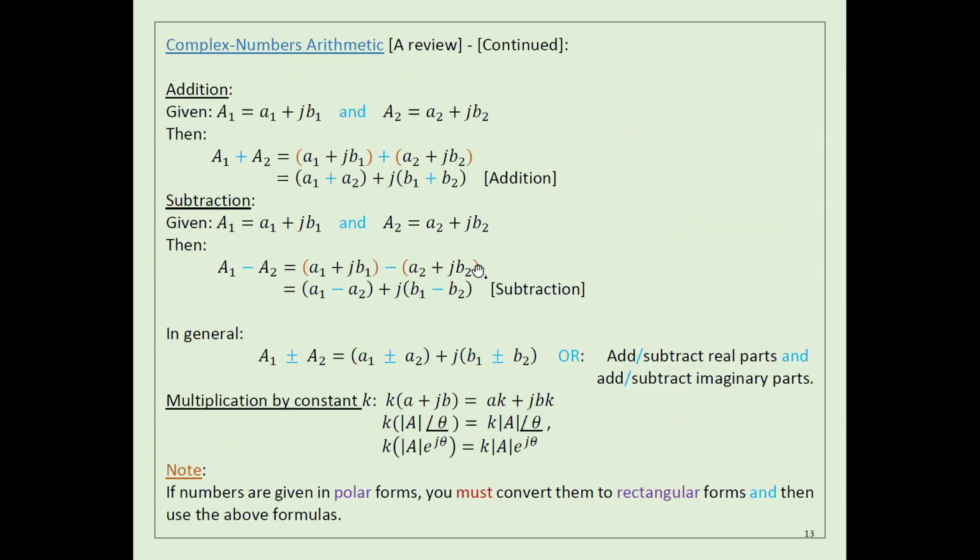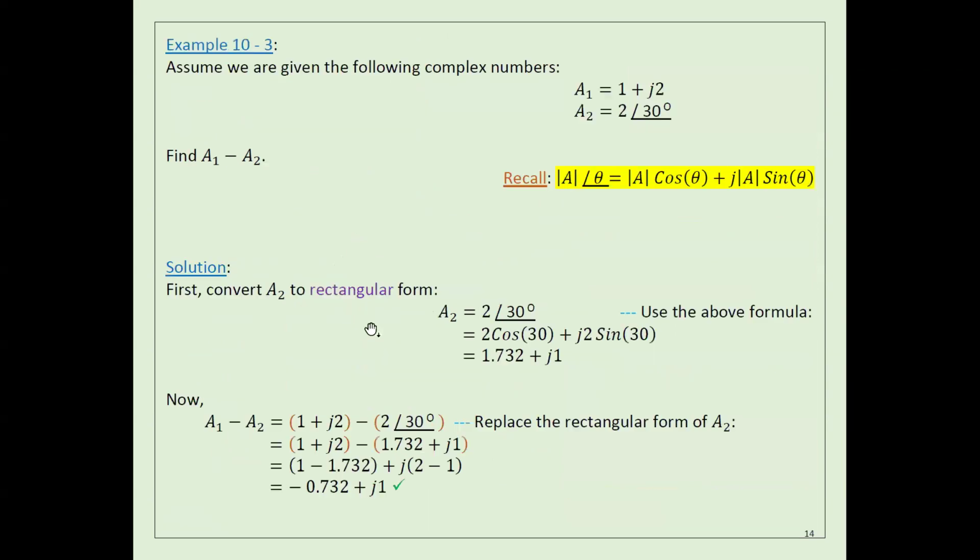That's what I said about addition and multiplication. Here you have some examples. How can you do subtraction? For example, here I want to subtract. You have A1 in this format, I have A2 in polar, and I want to subtract A2 from A1. The easier way is to convert A2 to rectangular, and then do the subtraction.